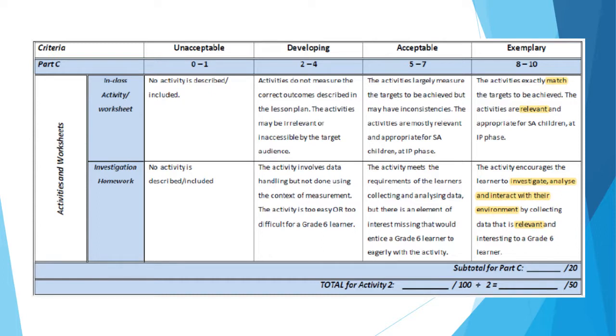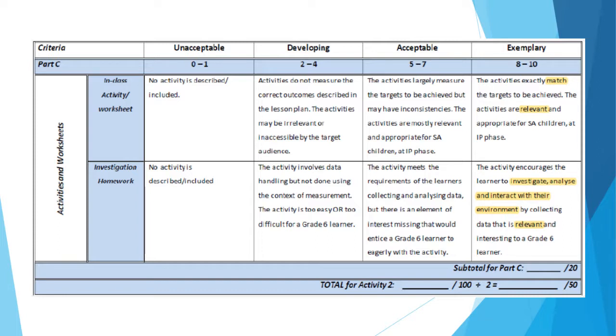So the activities and worksheets are part C of this activity, 1 of the PoE. So to get 8 to 10 marks, your activities exactly match the targets to be achieved. The activities are relevant and appropriate for South African children at intermediate phase, and I would like to stress on grade 6 level. Challenge them a bit, please. Don't just give them an investigation to go and do about the favorite colors. Okay, so challenge them a bit, like we have spoken about that in class.